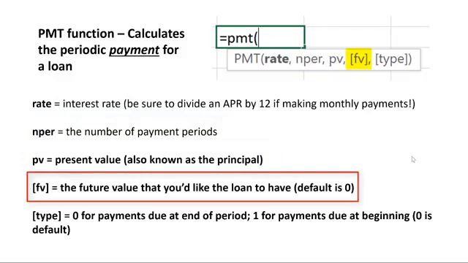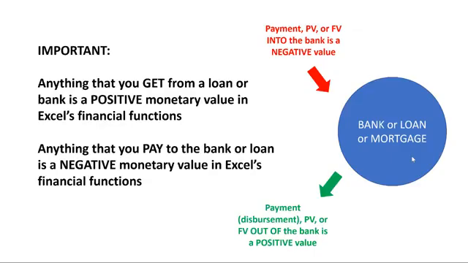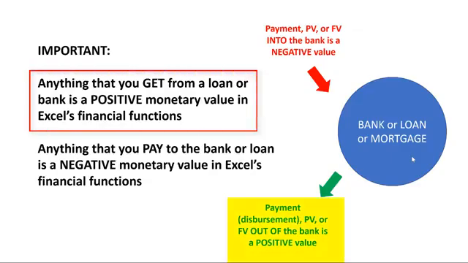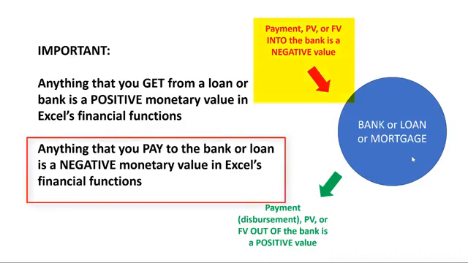FV, future value, that's optional. It's the future value that you'd like the loan to have. The default is 0, but it certainly doesn't have to be. And the type is usually 0: 0 for payments due at the end of the period, 1 for payments due at the beginning. It's really important to note that anything you get from a loan or a bank is a positive monetary value in Excel's financial functions, but anything that you put towards your loan or into the bank is going to be a negative monetary value.